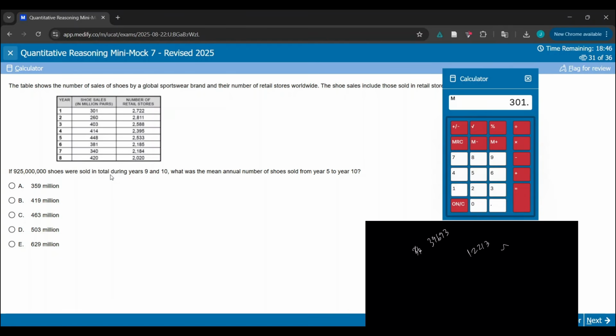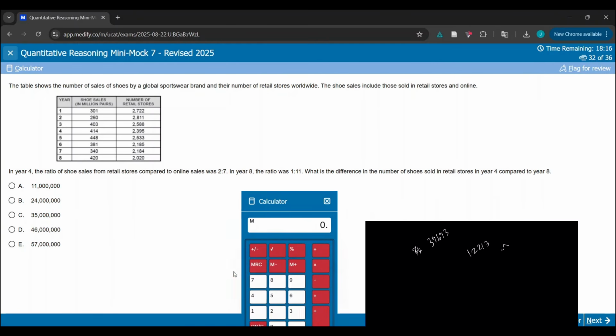Okay, so 301 plus 260 plus 403 plus 414 plus 448 plus 381 plus 340 plus 420 plus 25. Divide that by, made a mistake. Years 5 to 10, so got to be careful. 1 plus 340 plus 420 plus 925. And years 5 to 10, that's going to be divide that by 6 years, not 5.